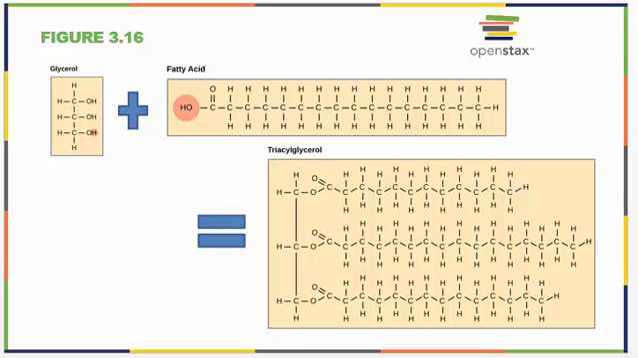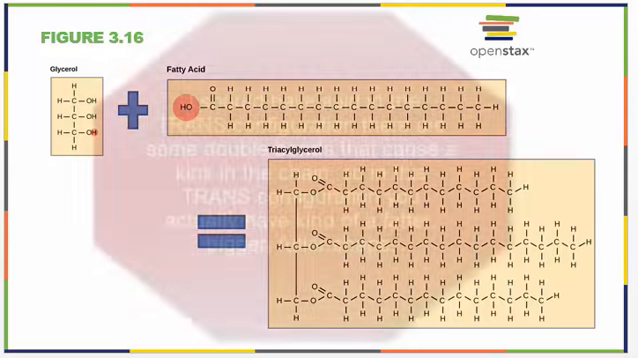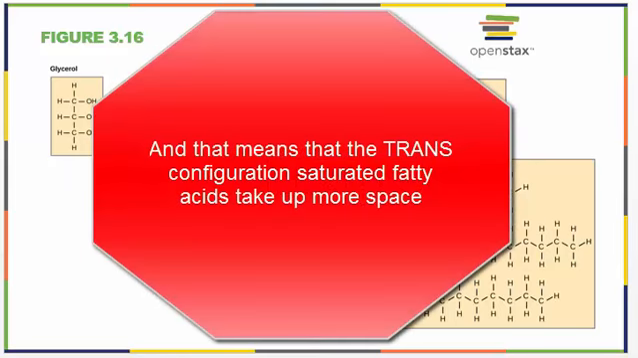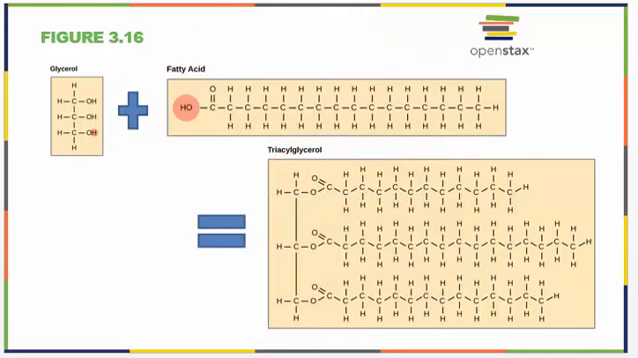In the trans configuration, the hydrogens are actually on opposite sides. In the cis configuration, there are some double bonds that also cause a kink in the chain. So in this trans configuration, you actually have kind of a fatter, bigger, fuller shape. And that means that the cis configuration saturated fatty acids take up more space, and they're not as great at bonding, and our bodies actually aren't as good at handling them, I guess you could say. Our bodies don't know how to react to these trans configuration saturated fatty acids, and it turns out that actually means a lot of bad things for our health, but we don't quite understand the mechanism as to why that is yet.